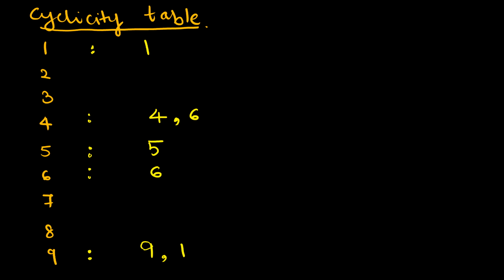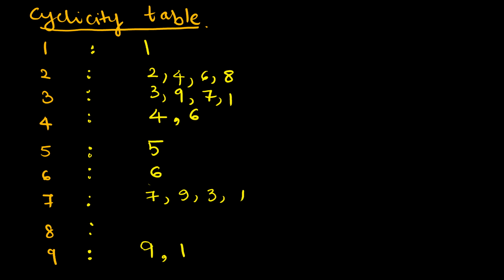Next is for 2, 3, 7, 8. For 2, the numbers 2, 4, 8, 6 repeat themselves after a cycle of 4. Next is 3: 3, 9, 7, 1. These numbers repeat themselves after a cycle of 4. For 7: 7, 9, 3, 1. For 8: 8, 4, 2, 6. This is the cyclicity table.